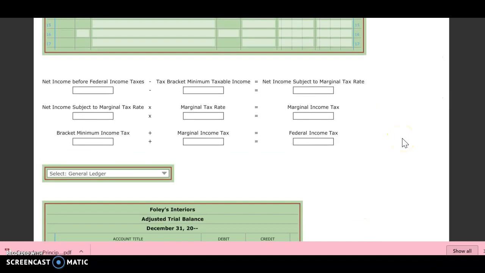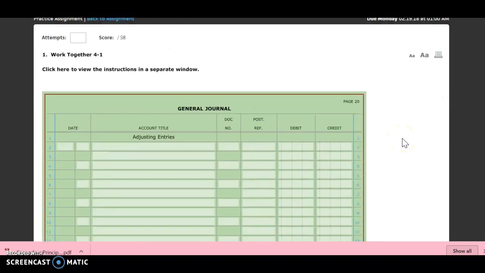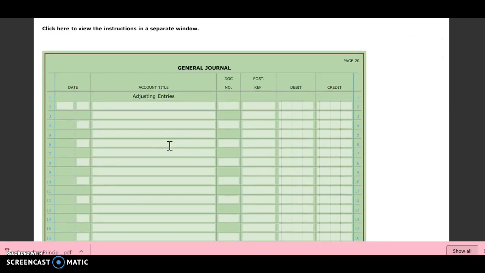Okay, so they give us our general journal. Number 1 told us that we're going to record the adjusting entries on page 20 of the general journal. So we're going to start with those adjusting entries. It's already labeled as adjusting entries. So we're going to start with our date. And it does tell us that we're using December 31st.